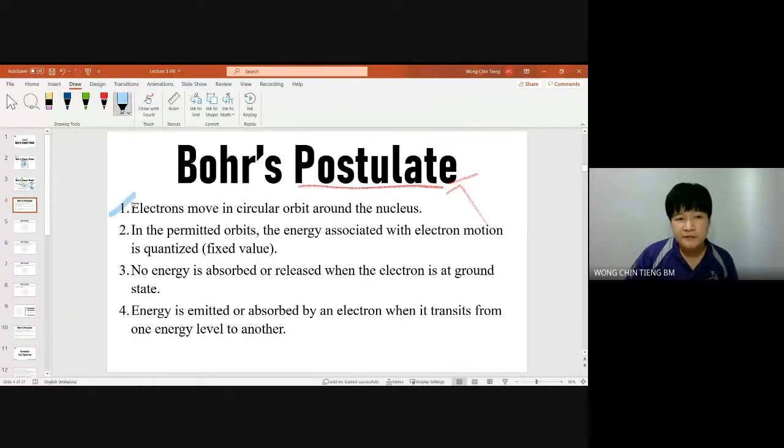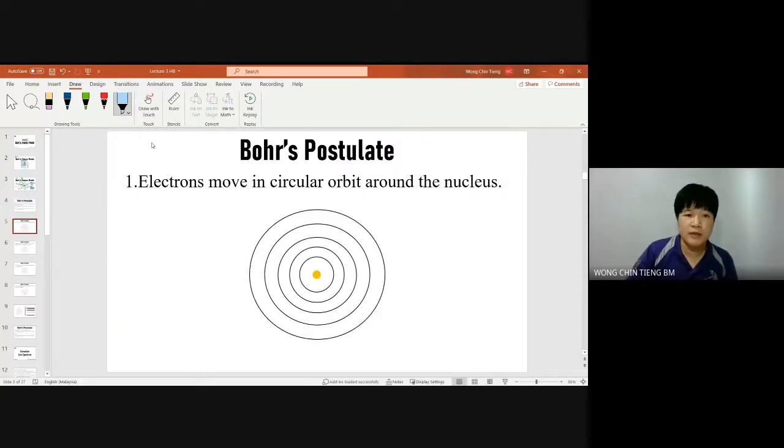Four postulates made up the model, and we will go through the postulates one by one. The first postulate: electrons move in a circular orbit around the nucleus. That is my nucleus, as everybody knows. And we know that this is our n equals to 1. This is our n equals to 2. And that is our n equals to 3. What happens here, guys, is your electron will be in this shell. Your electron will be very specific on the shell.